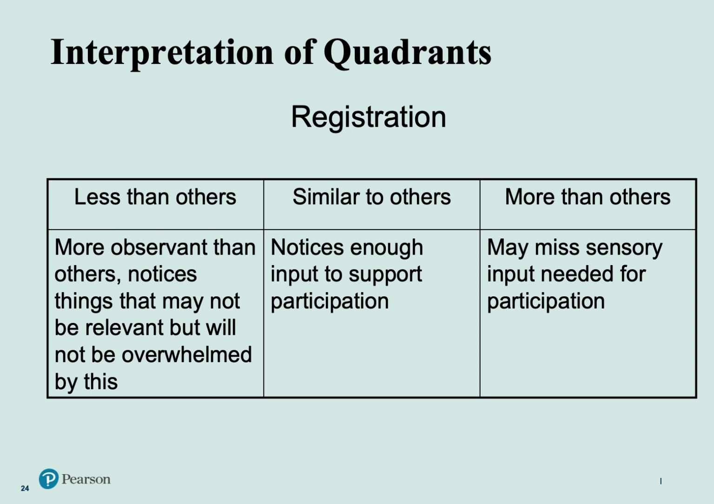I'm just going to delve a little bit deeper into the different quadrants and what they mean. First, starting off with our registration quadrant. Those who are less than others will typically be more observant than others. They notice things that may not be relevant, but they won't be overwhelmed by this. Similar to others in registration will typically notice enough input to support participation, but they won't be overwhelmed. And then more than others may miss sensory input needed for participation.